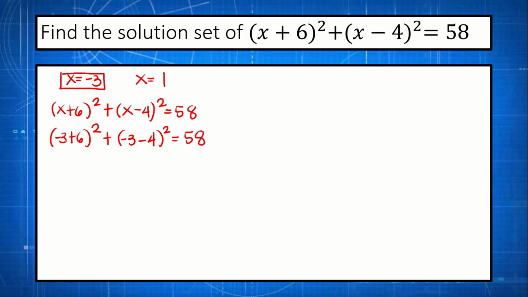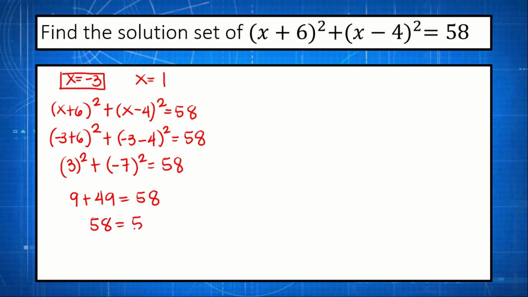So simplified, inside the parentheses, we have negative 3 plus 6, that is 3 squared, plus we have negative 3 minus 4, we have negative 7 squared is equal to 58. So 3 squared is 9 plus negative 7 times negative 7, we have 49 is equal to 58. So 9 plus 49, that is 58, is equal to 58. So that means x is equal to negative 3 is one of the roots of this equation.